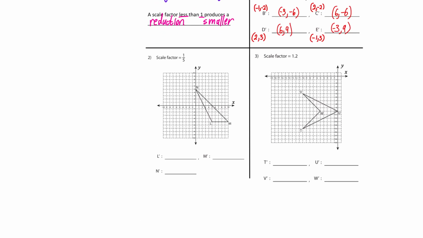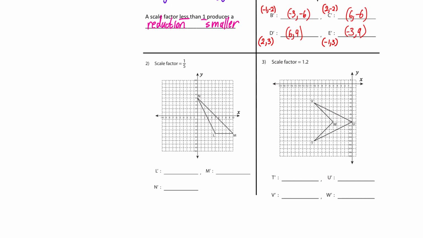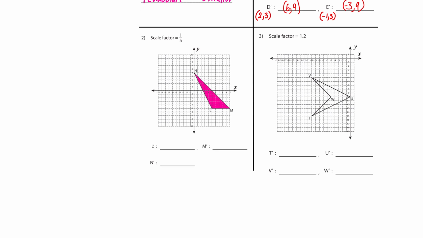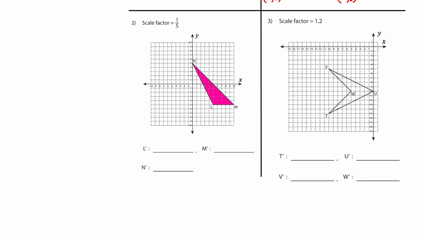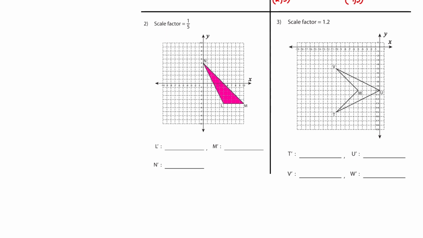Okay, number 2. So I'm going to take this triangle. All right. So I need to find the coordinates first. So what's the coordinates of L? 5, negative 5. What's the coordinates of M? 10, negative 5. And then N is at 0, 5.